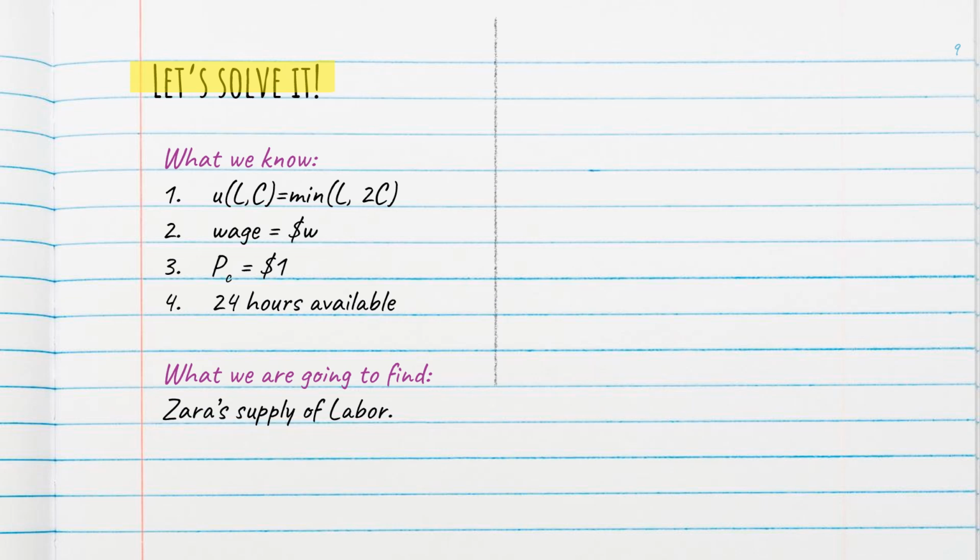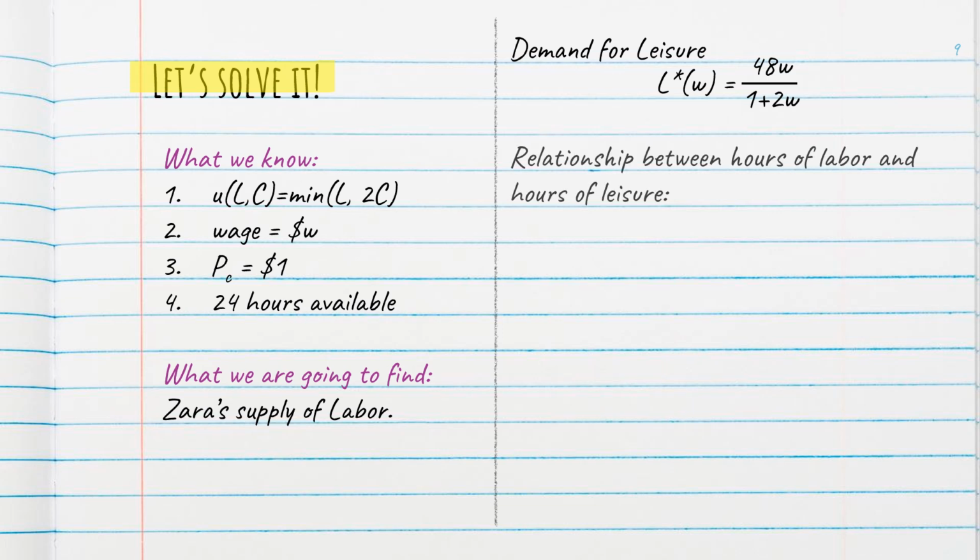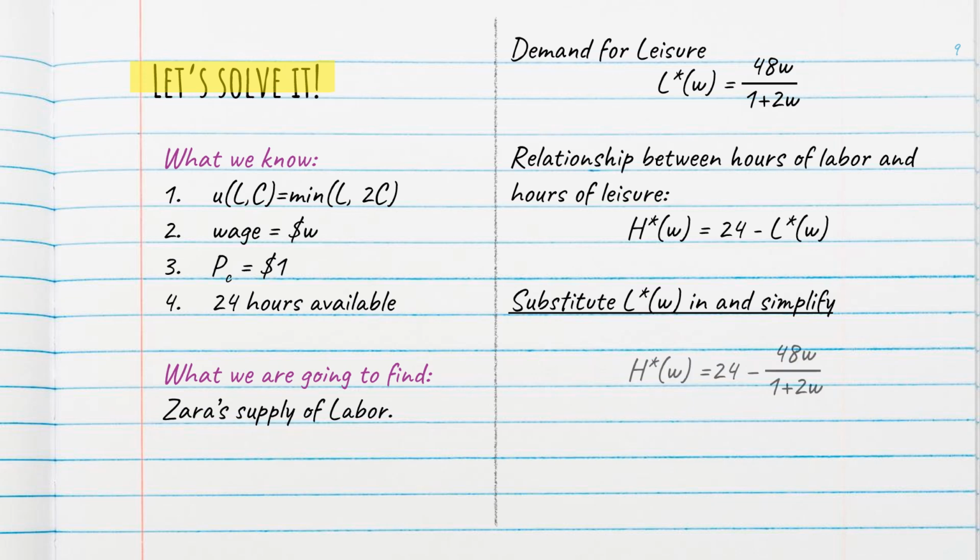And we already have quite a lot of information about this. We know that the demand for leisure is 48W divided by 1 plus 2W, and that the relationship between labor and leisure is that labor is 24 minus leisure. So what we're going to do next is substitute what we know about L into this relationship and simplify. So we need to simplify this equation right here.